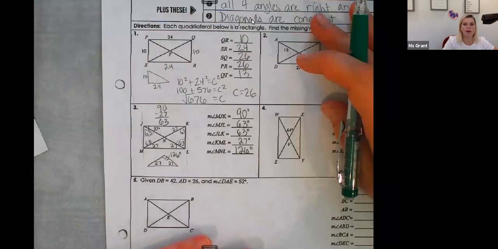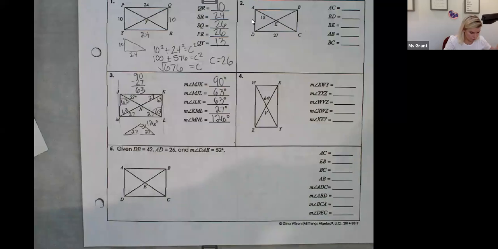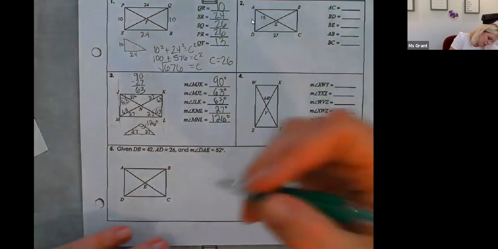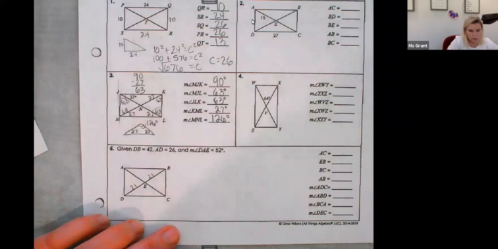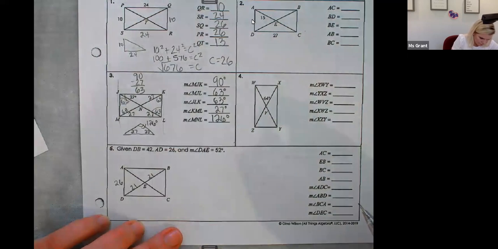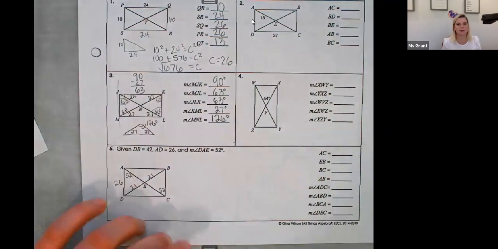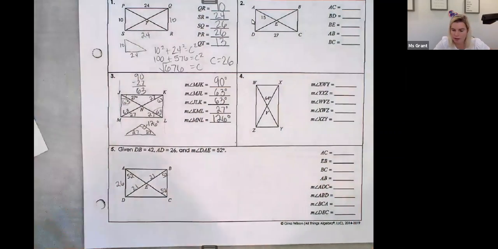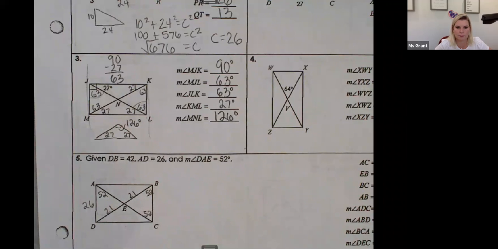All right. I want you to do number 5 on your own. I'll mark up what's given. DB is 42. Oh, if it's 42 all the way across, that means that it's 21 because they're bisected, right? AD is 26. DAE is 52. And you know that 52 is also then this one, alternate interior angles. All right, anyways, you're supposed to be doing it by yourself. I'm going to press pause on the video.